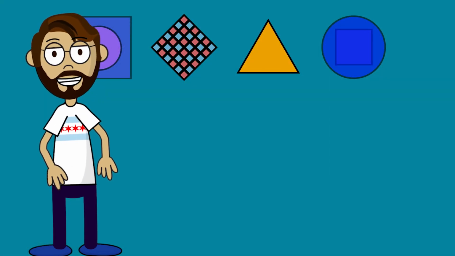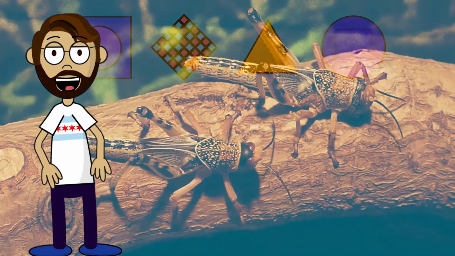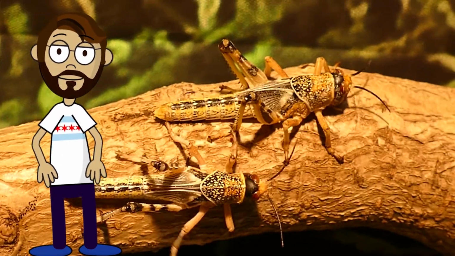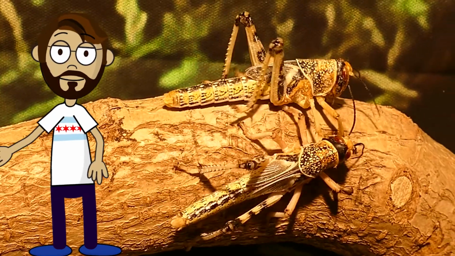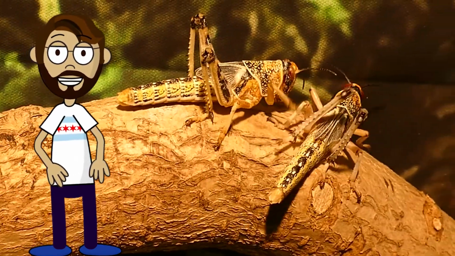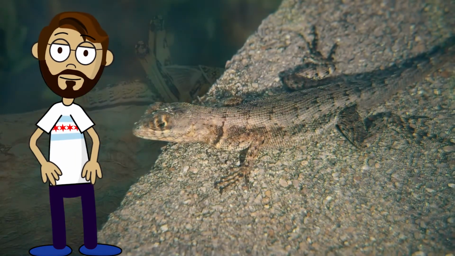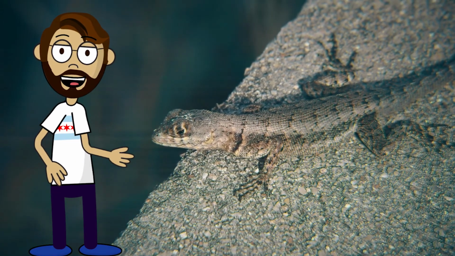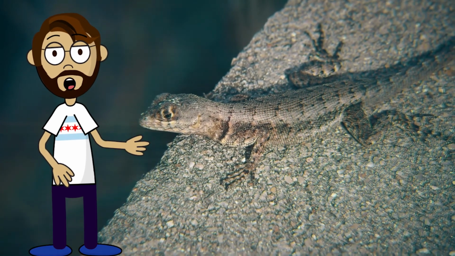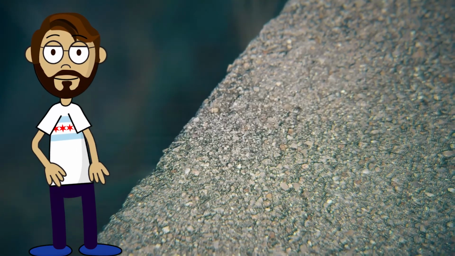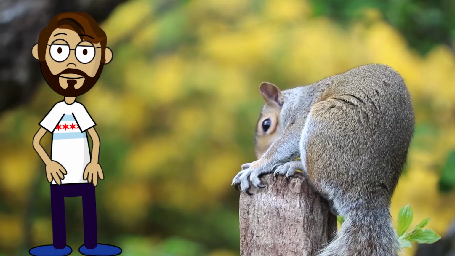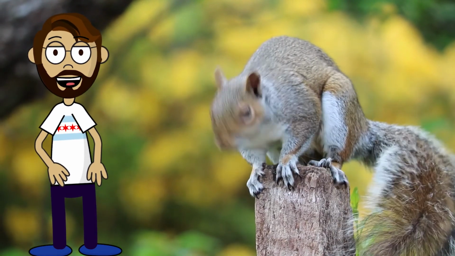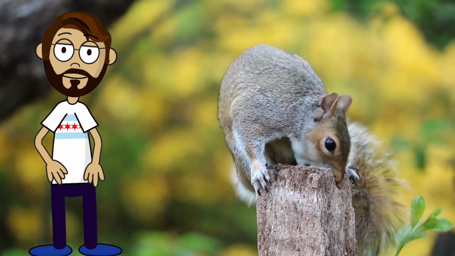What if you wanted to blend into a piece of wood? Well, take a look at these grasshoppers. You can imagine that if we weren't so zoomed in, these grasshoppers would be very hard to see. Same with this lizard. The lizard is a mix of gray and brown, just like the log behind it. Can you guess why this squirrel is also gray and brown? Yep, because it spends a lot of time on trees.